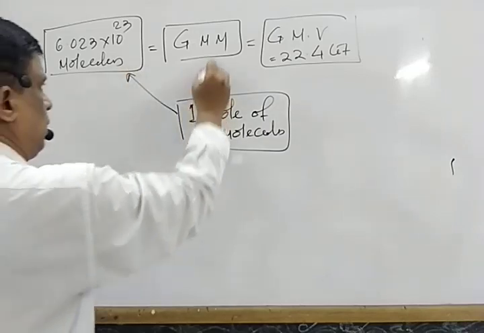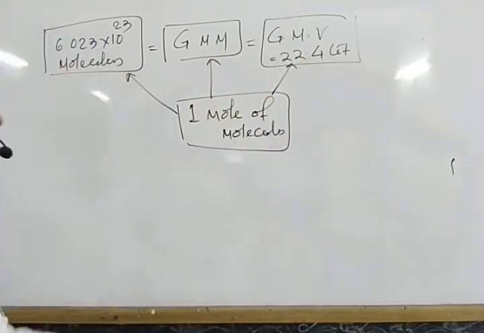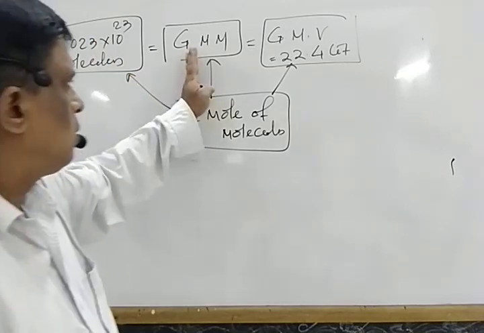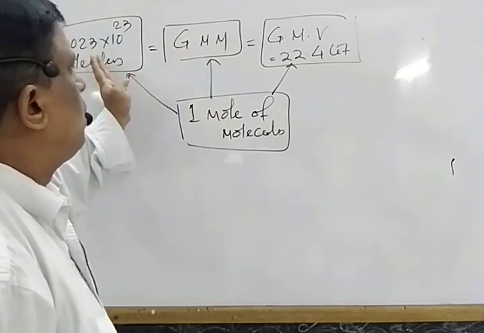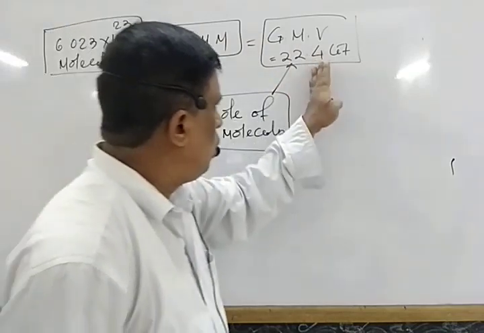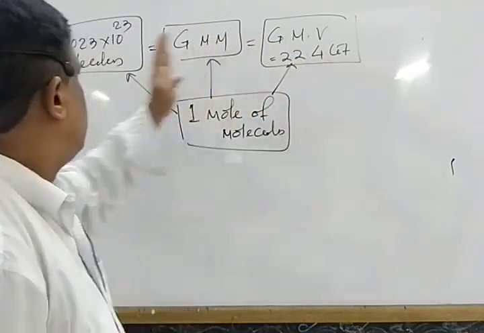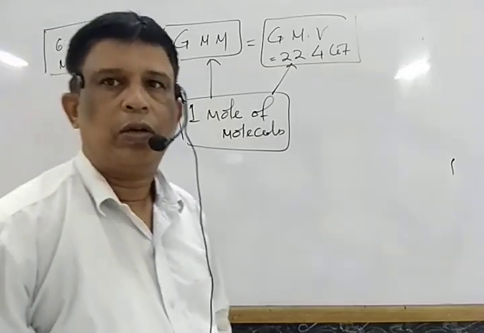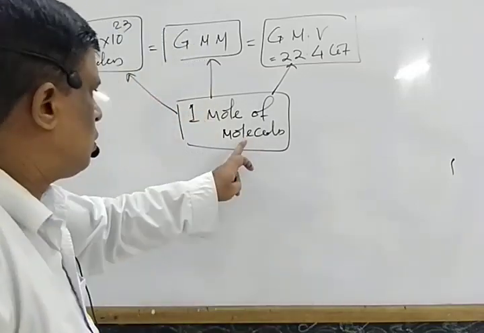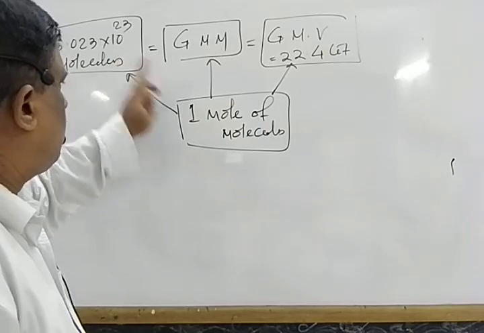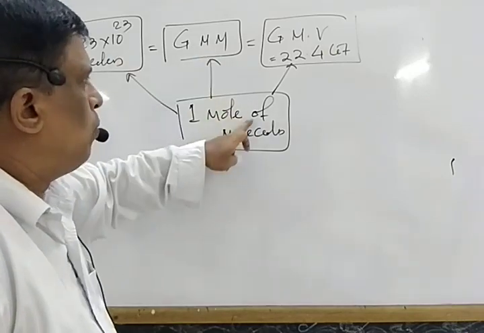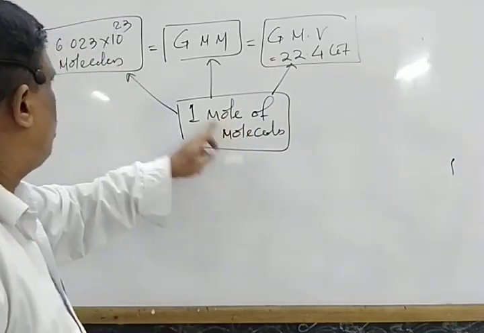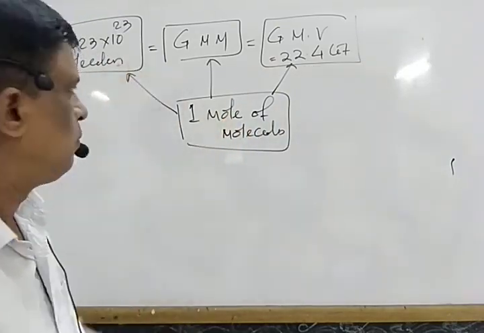Now mark that. In the previous class we already completed the relationship between number and mass, mass with volume, volume with mass, number with volume, and volume with number. Now we continue with the relationship of mole with number, mole with mass, and mole with volume. First we start with mole with number.